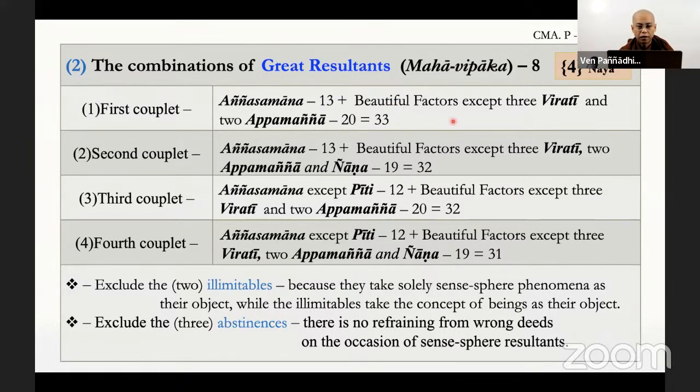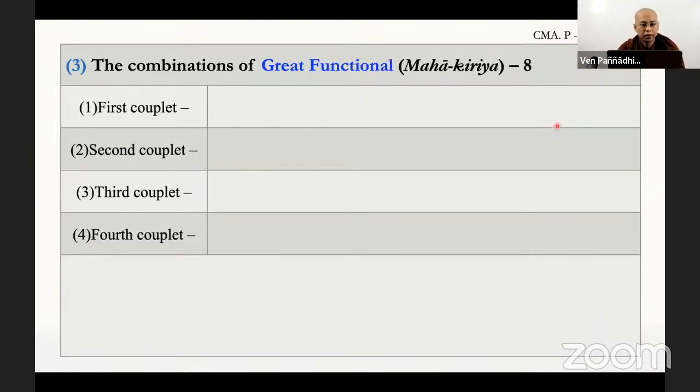Here, can you guess, is there any variation, always, simultaneously, or at most for the great resultant? No variation. No variation, because all variables are exceptions already. That is why in the great resultant consciousness, there is no variation. Right? If you make a variation here, you will be wrong, because all of them are exceptions. Okay, so let's continue to the great functional, Mahakriya.